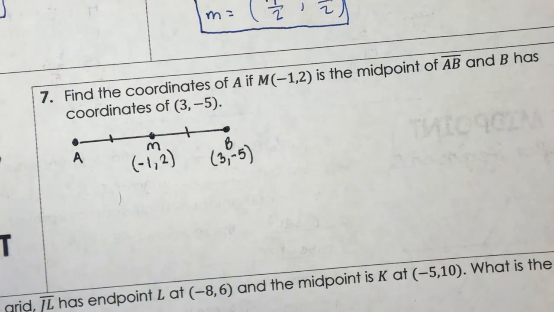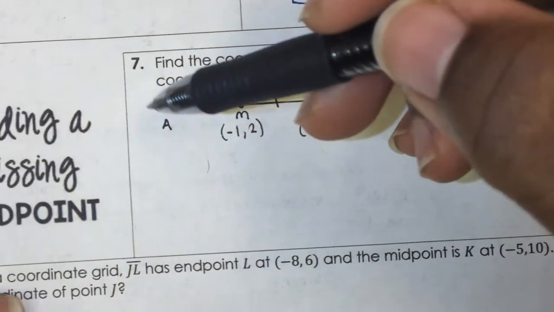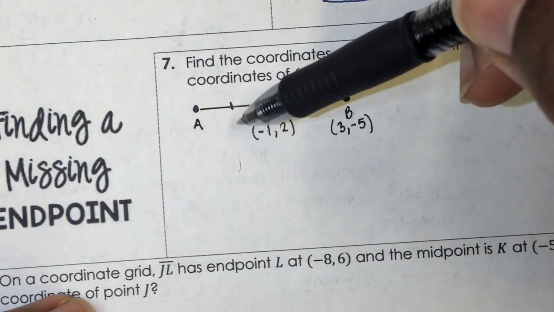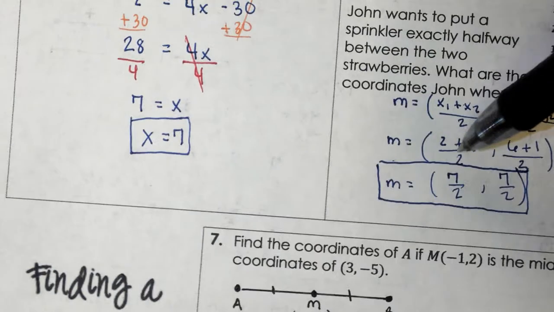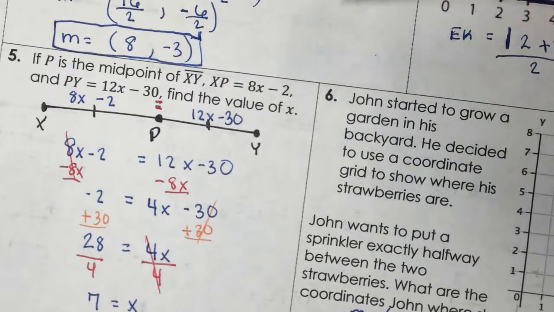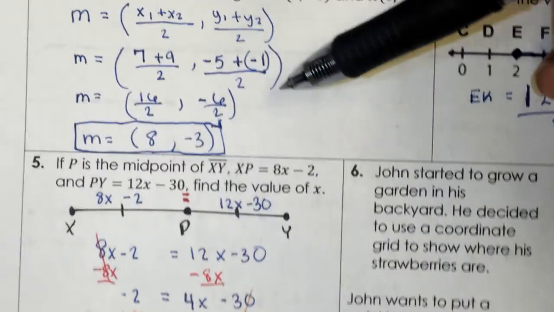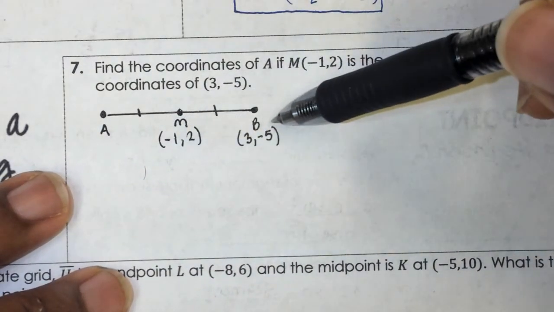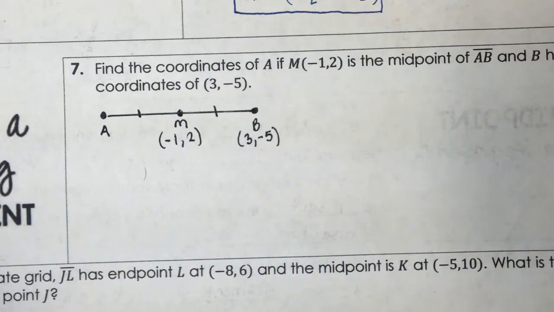So what they want me to do is find the other missing endpoint. That's why this is called finding an endpoint. So you kind of got to work in reverse on this one. The one I showed you above, we found a midpoint, up here on number 3 and number 6. Down here, we have our midpoint. We have one of our endpoints. We need to find the other endpoint.